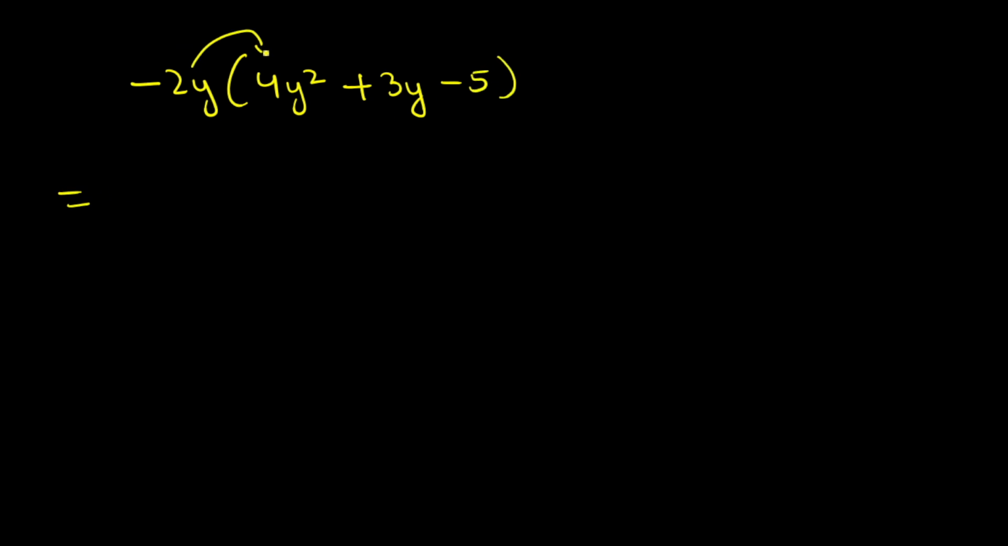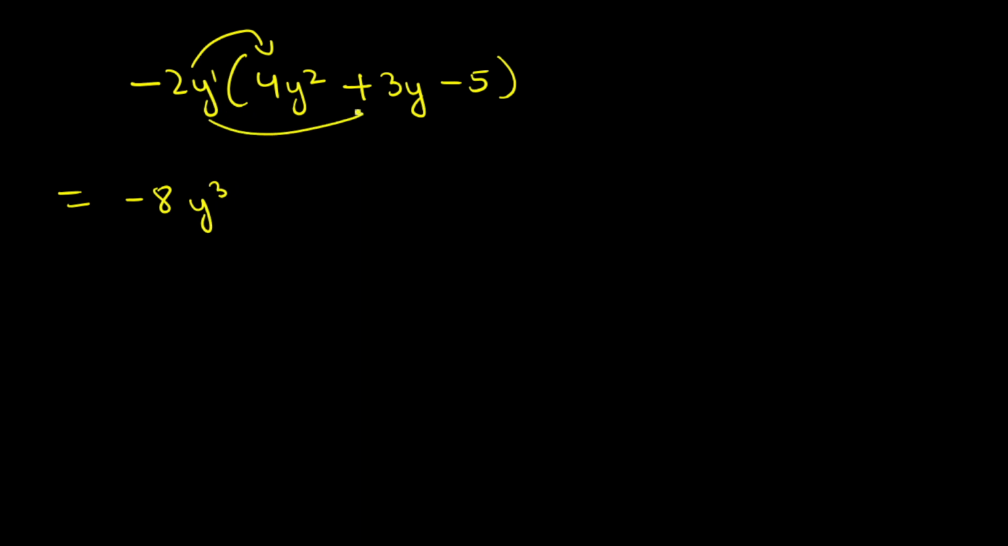Okay, let's take a look at another example with multiple terms inside the parentheses. Let's say we have negative 2y multiplying 4y squared plus 3y minus 5. First we'll distribute it. We'll multiply negative 2y times 4y squared. Negative 2 times 4 is negative 8. y times y squared, again we simply add the exponents together, so 1 plus 2 is 3.